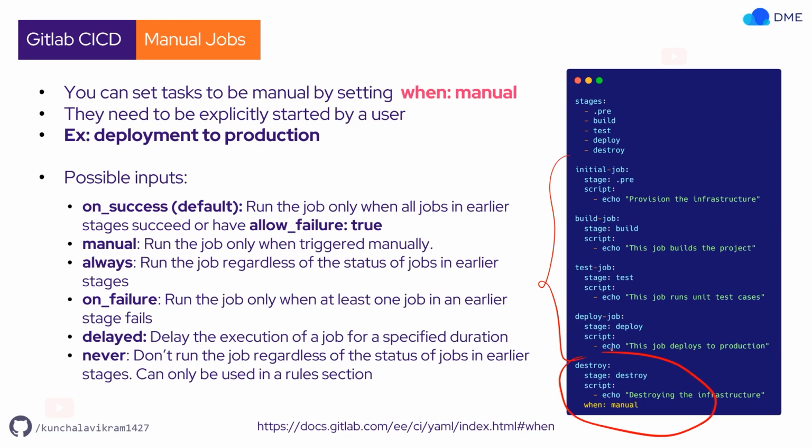If you set it to manual, this is a manual job. If you set it to always, this job will run irrespective of the build status of other jobs. On failure means that particular job will run if at least one of the previous jobs has failed. And if you put it to delayed, you will be delaying the execution of the job for a specified duration.